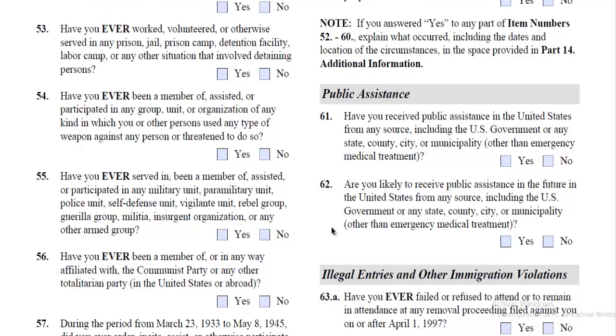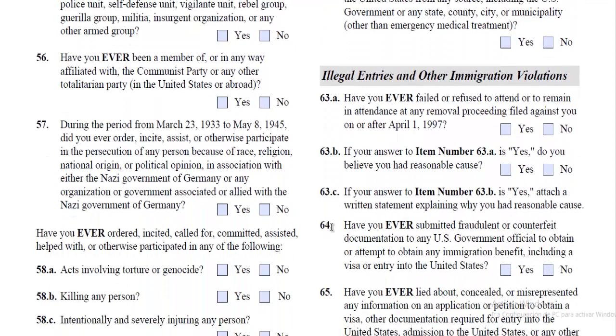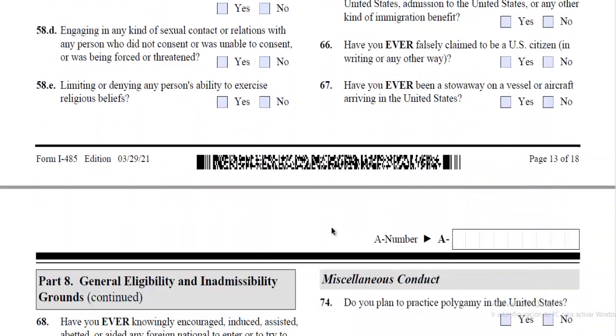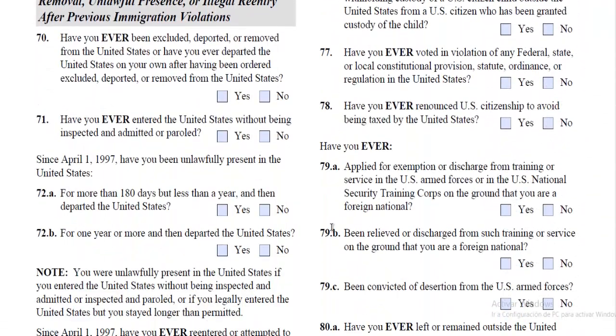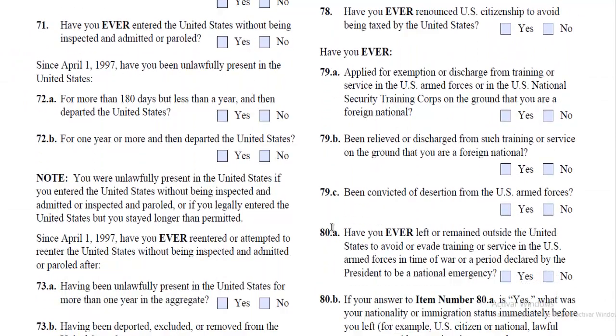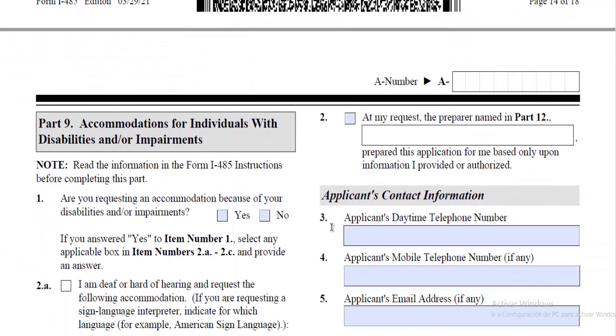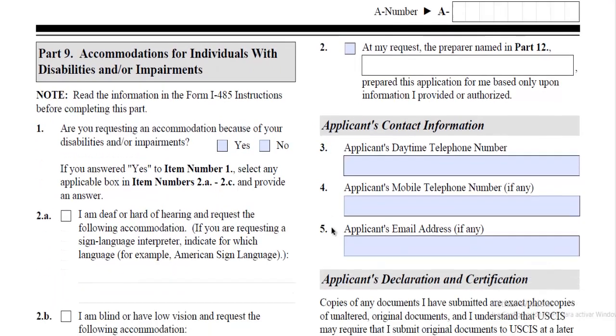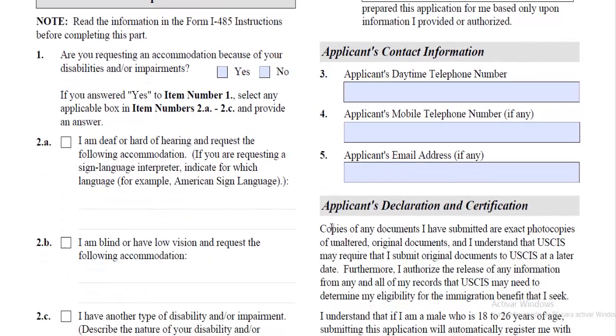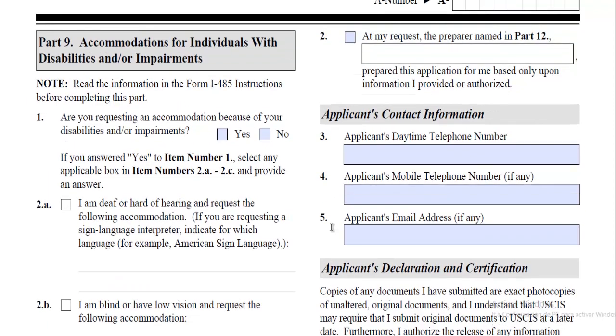So let's keep on. Let's go to Part 9. I know Part 8 is very long, okay? So just read the questions and respond slowly as you can. If you have any questions, let me know, just comment below, okay? This is Part 9, accommodations for individuals with disabilities and or impairments.